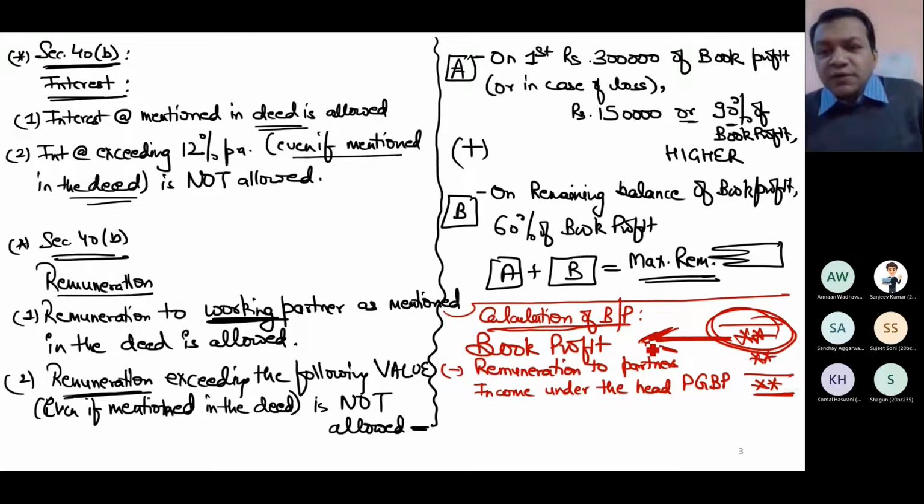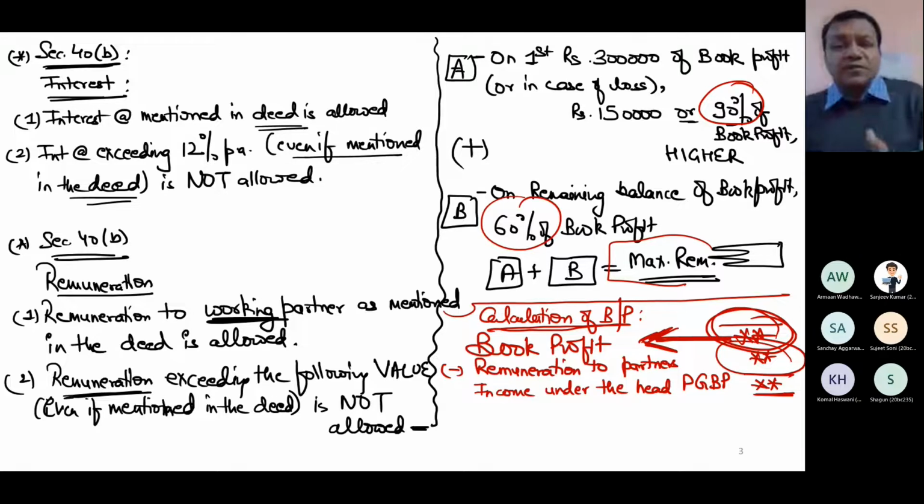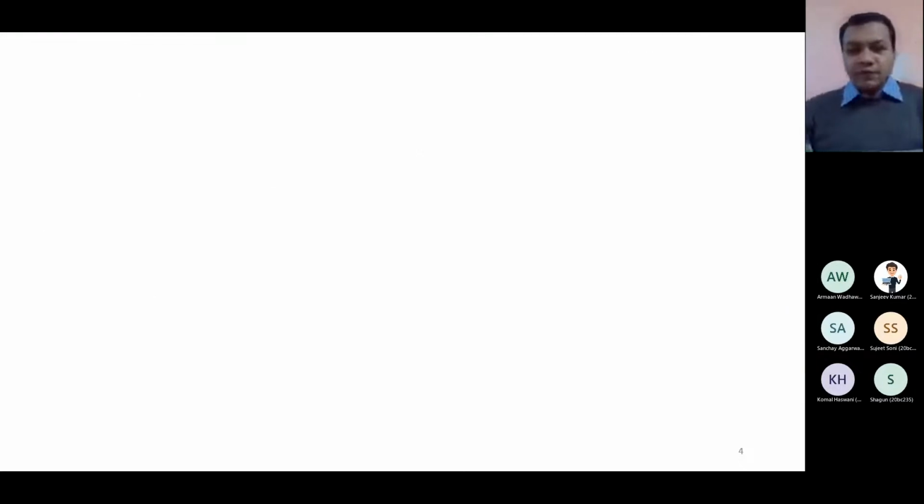So on this book profit, 90%, on remaining balance 60%, total is the maximum remuneration which can be shown. It is the maximum. In reality, if you are paying less, then less is allowed, but it is maximum. There can be some doubts in your mind, so I want to discuss first a numerical and then I will take your doubts. Let us discuss a numerical from my book.